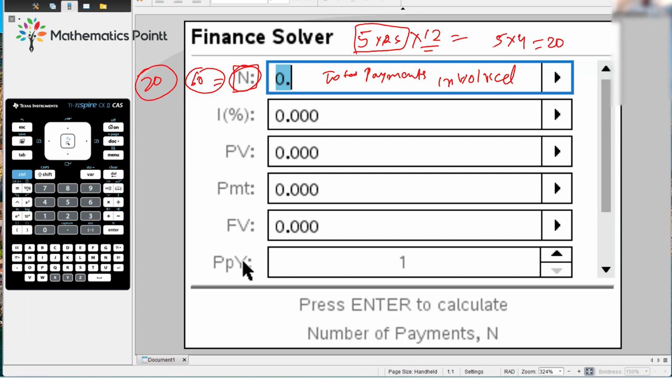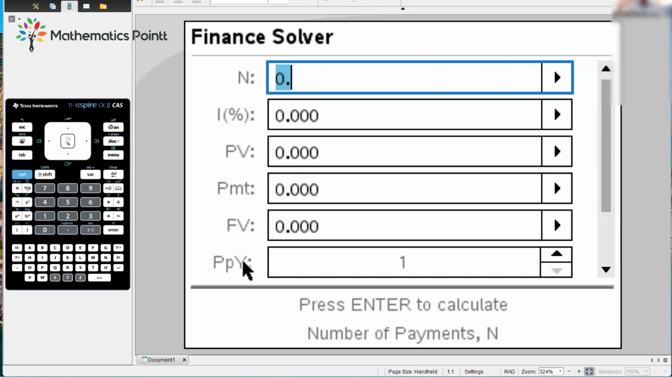So N is always the total number of payments involved in the question. Number one. Number two, I. I is always the annual rate of interest. How much is the person charged per year in the given question? This is really, really simple.